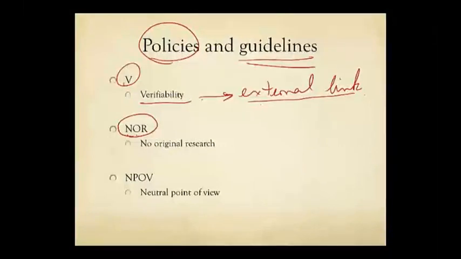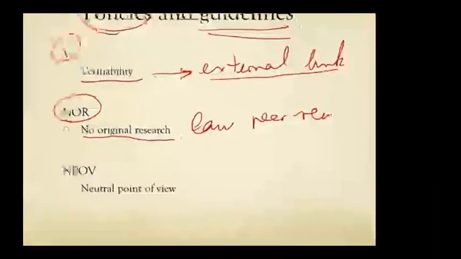Another policy is abbreviated as NOR, no original research. Because this is an encyclopedia, it's not a peer-reviewed journal article. So you cannot say, I invented a new theorem or new law, or I made some new observation, and I'm going to go straight to write a wiki article about it. You can write about it, but first you have to submit it to some, say, journals or conferences, go through the peer review process that is based on scientific merits and back and forth, and then once it appears in some external link, then you can write about that in the wiki entry.